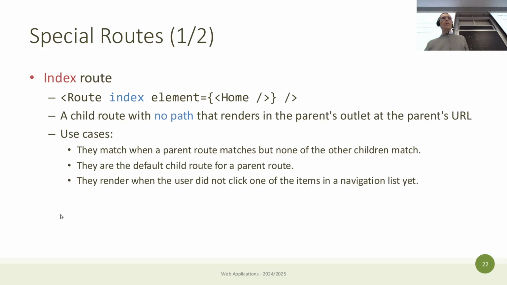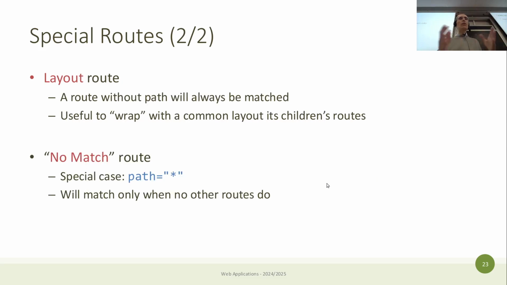Okay, there are special routes. The index route, you see there's no path, there's just an attribute, a binary attribute index, element, what is rendered. A child route with no path renders in the parent's outlet as the parent URL. Typically, it's just used as the default route, okay, inside the nested routes. Okay, so they render when the user did not click one of the items in the navigation list, and so on. Okay, so basically it's the default route.